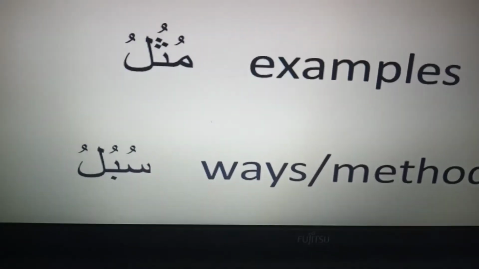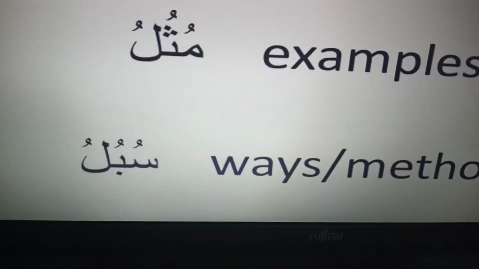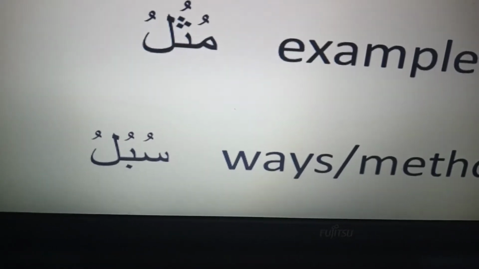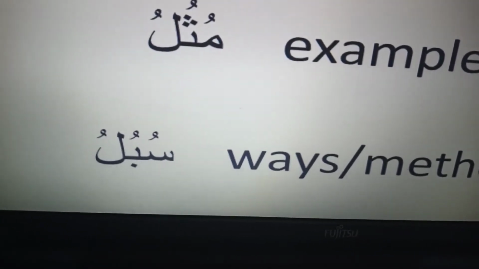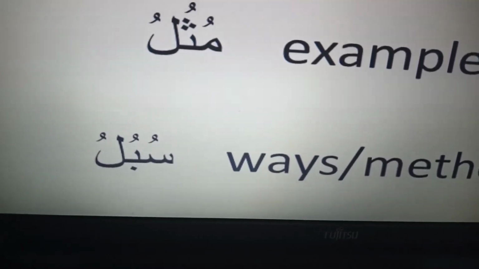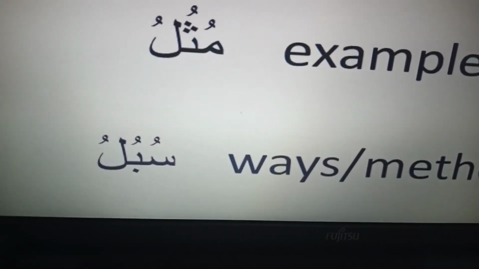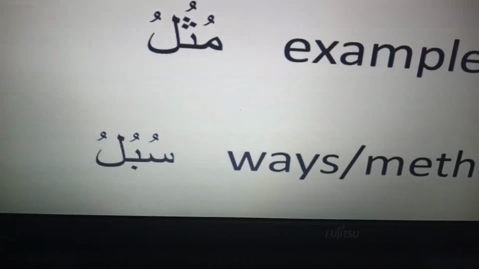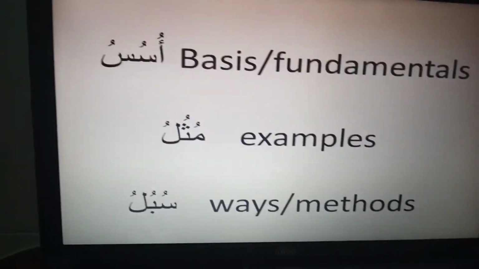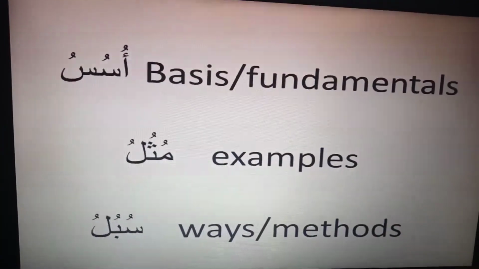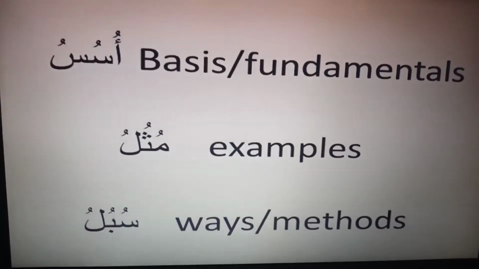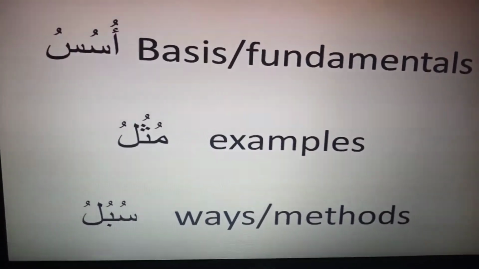The third word here is subulu. Subulu consists of three letters. The first one is sin with a dhamma over it, pronounced as su. The second letter is ba with a dhamma over it, pronounced as bu. The third letter is lam, pronounced as lu. Su, bu, lu. Subulu. So our three examples are ususu, meaning bases or fundamentals, muthulu, meaning examples, and subulu, meaning ways or methods.